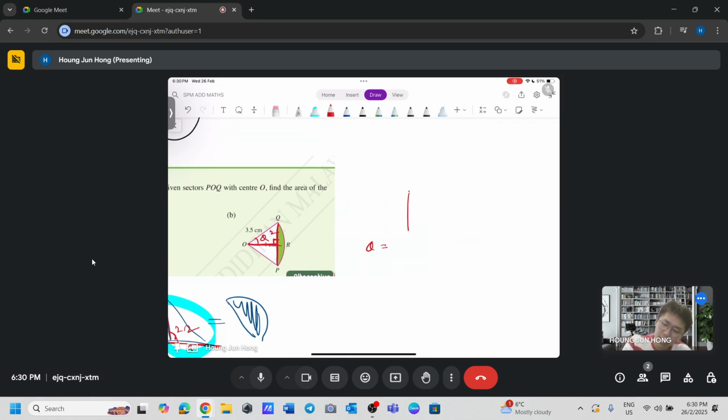Again, angle, 3.5, right? Opposite, hypotenuse, adjacent. So what is this? You can have O over H, right? So this is sine theta equal to 2 over 3.5. Then you can find theta equal to 34 degree 51 minute.